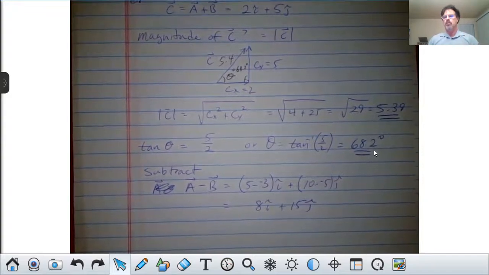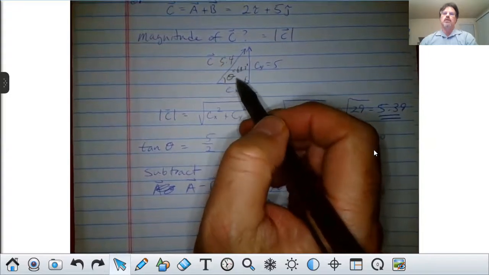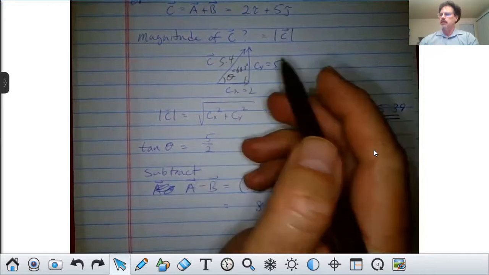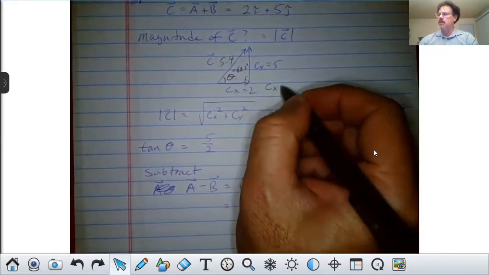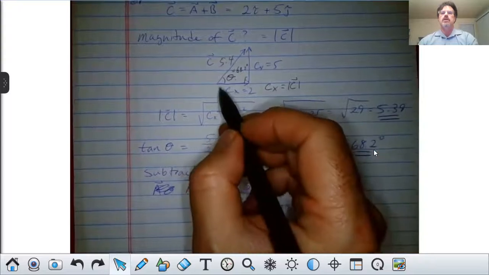Now, before I do one more complicated problem, sometimes you will be given 5.4 and 68.2 degrees. How do you get the components? Well, think about your trigonometry. Cx is going to equal the magnitude of c times the cosine of theta.